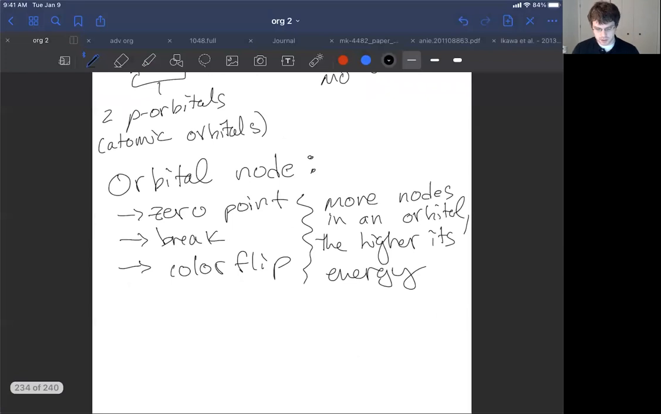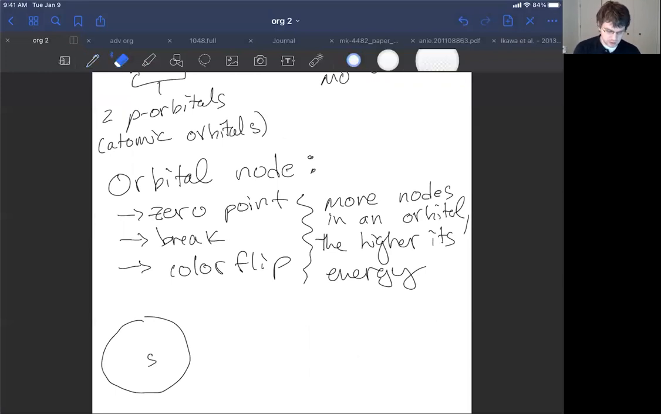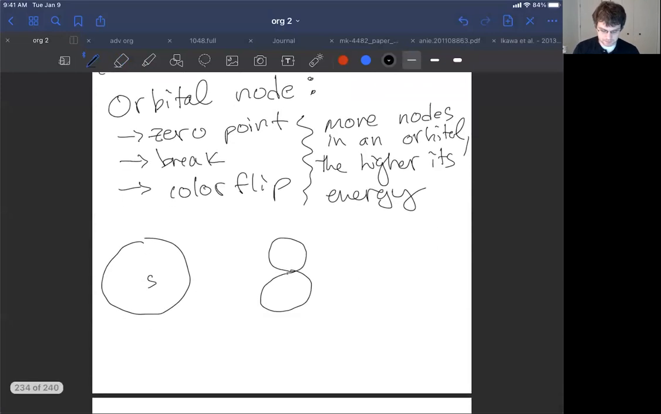Now let's look at what this looks like. If we look at the 1s orbital, the 1s orbital is just a sphere. But let's just scratch the 1. Let's just write s. Okay, so if we look at an s orbital, its node number is 0. Nodes, again, are when we have color flips or breaks in the orbitals. A p orbital naturally has a node.